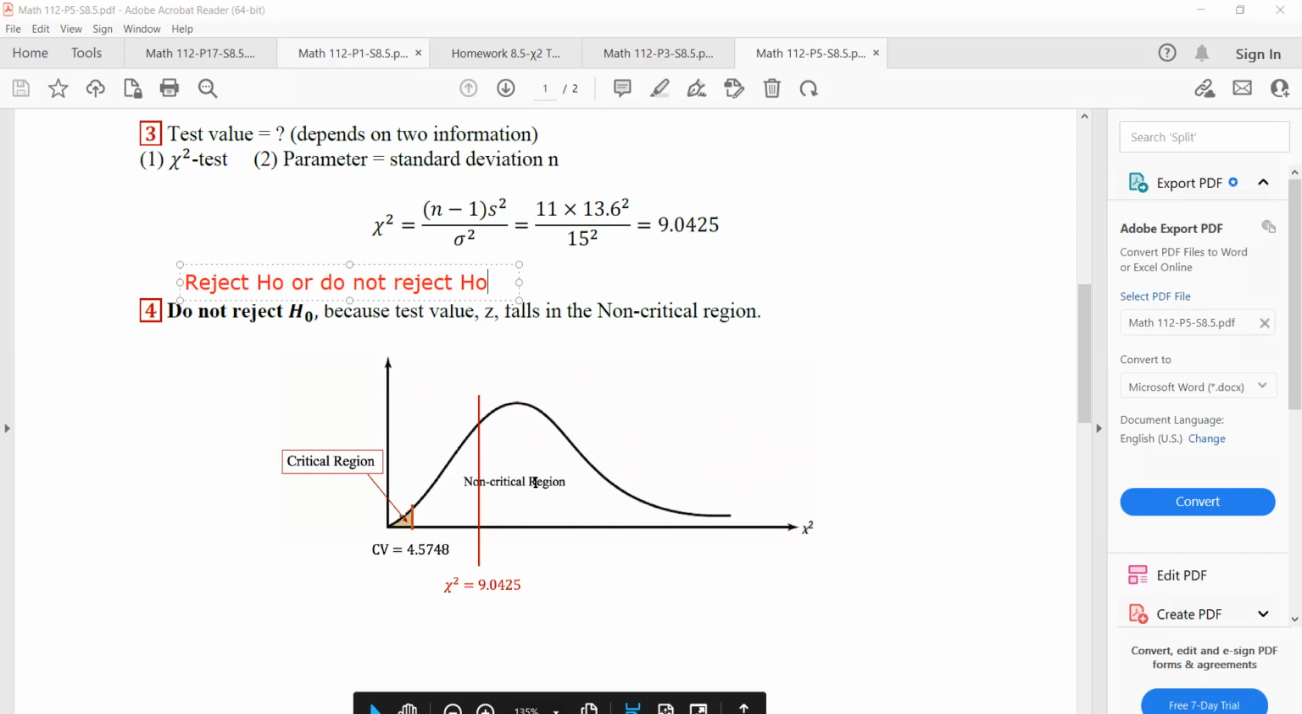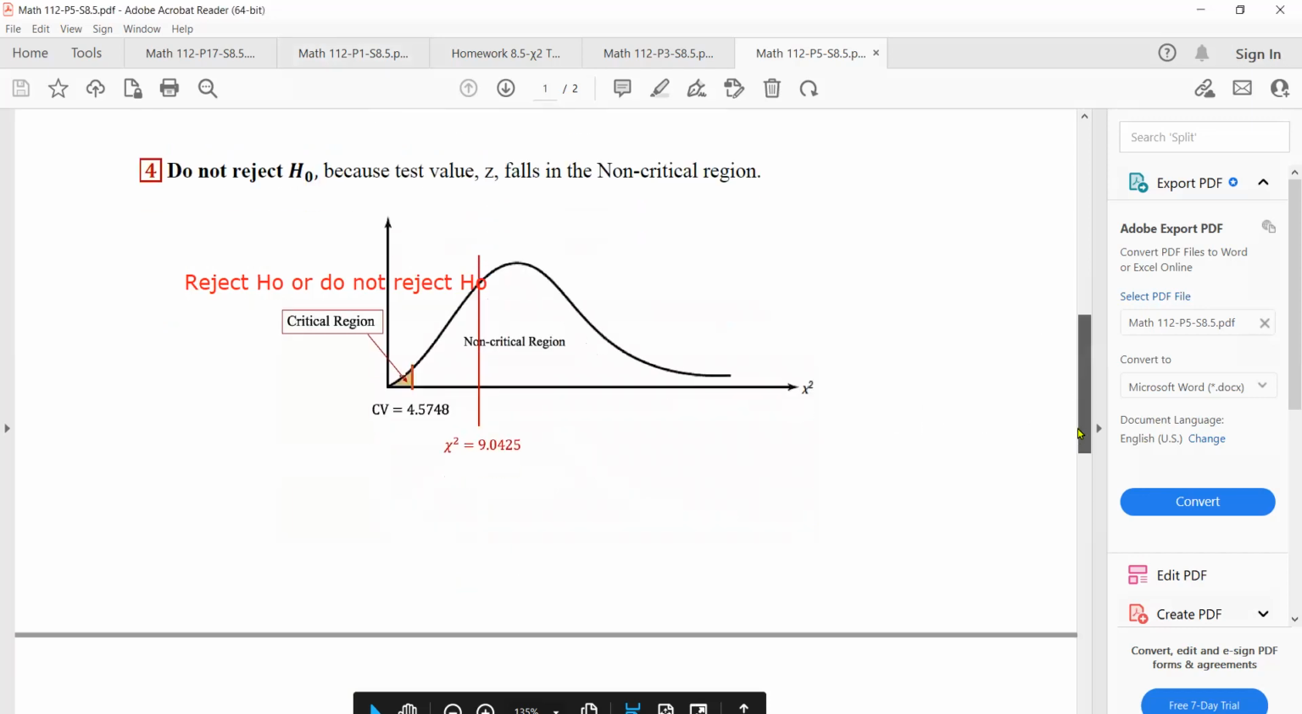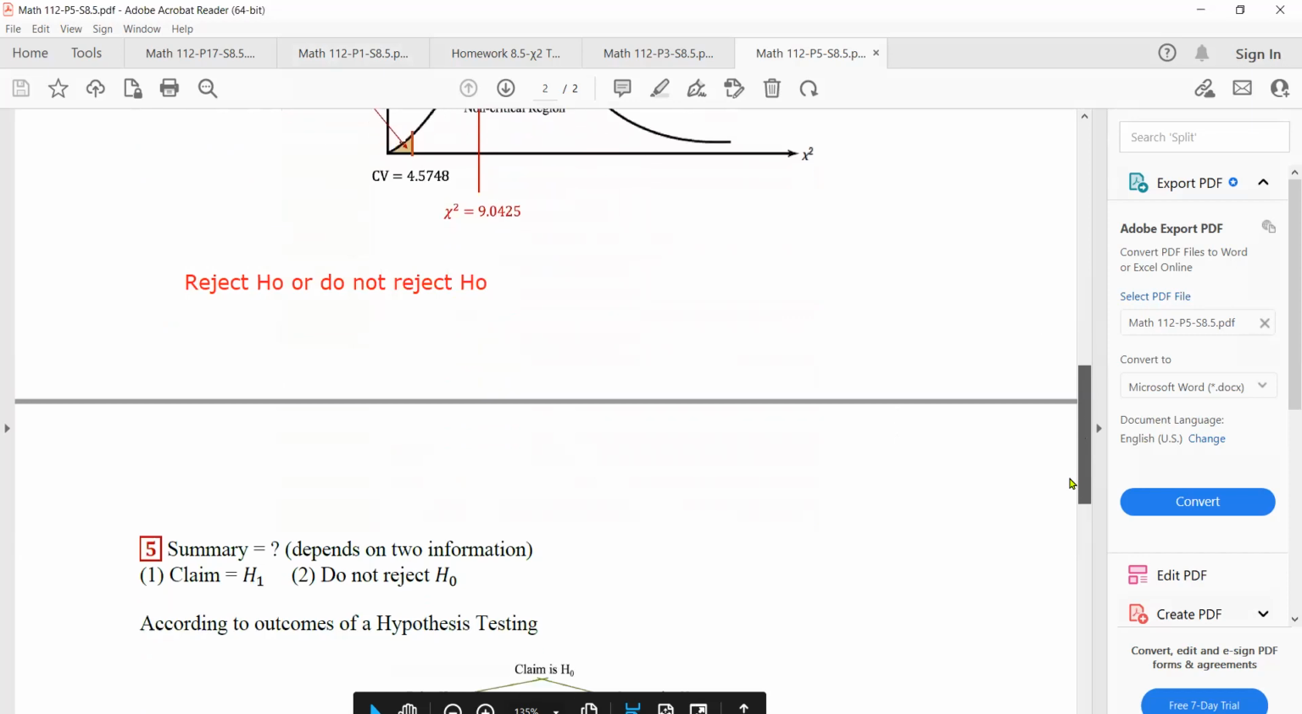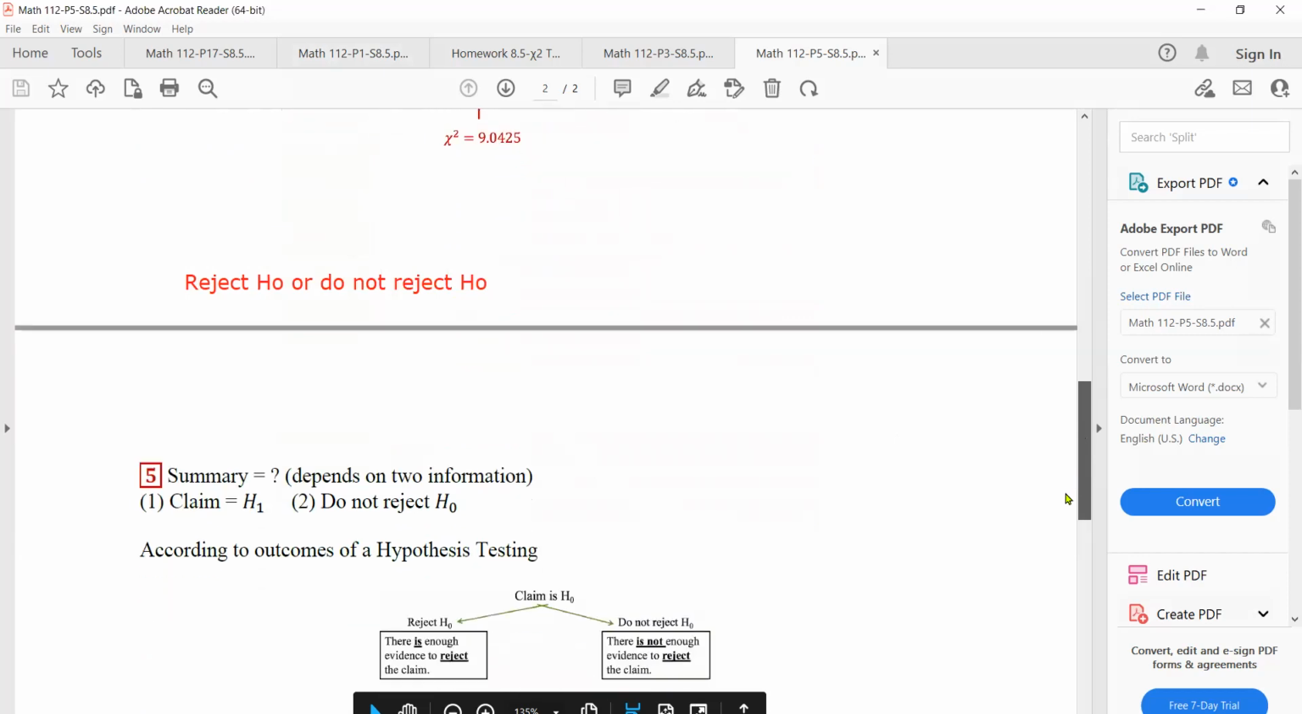And therefore, we can now write our conclusion, knowing that our claim was H1, okay, we can say that our claim was H1 and we failed to reject H0.